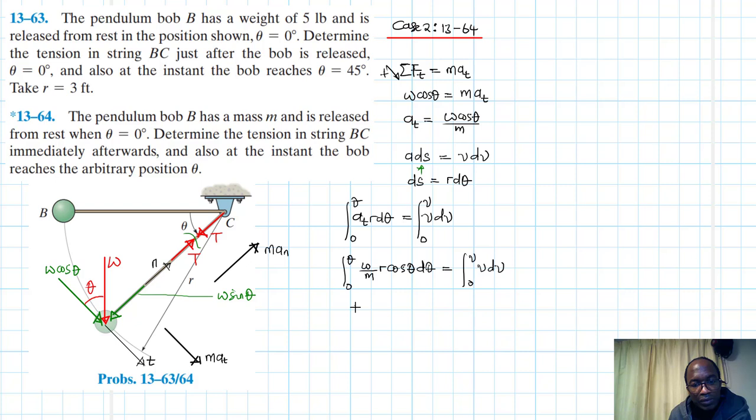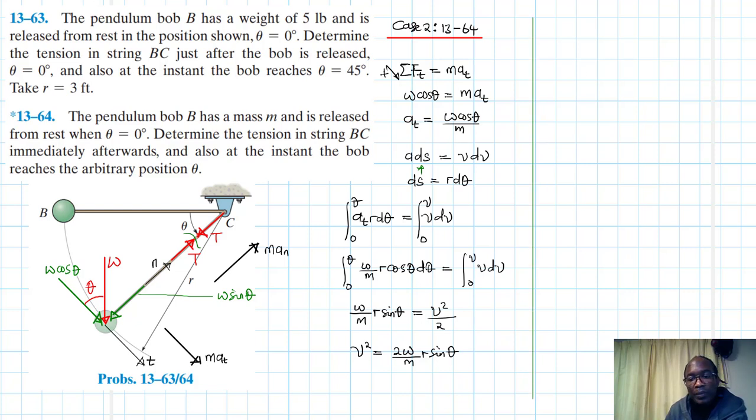So integrating this, we'll have W over m r sine θ, and this is just equal to v squared divided by 2. And our v squared will just be equal to 2W divided by m r sine θ. So this is the value of our v squared, and we'll leave it like this because we are going to use it later on when we apply another equation of motion in the n-axis. So let's do so.